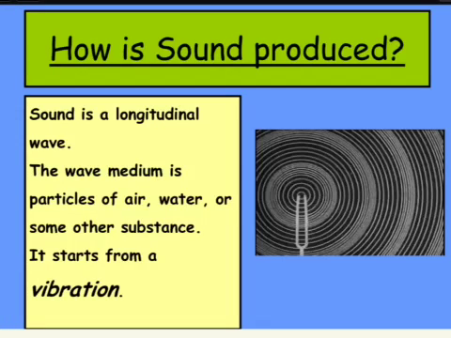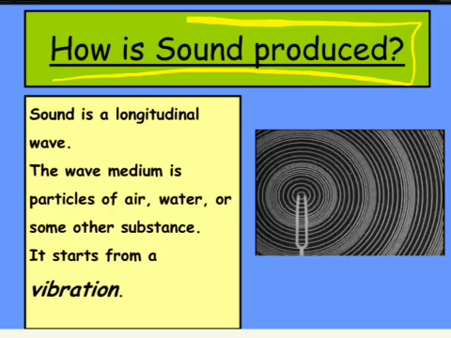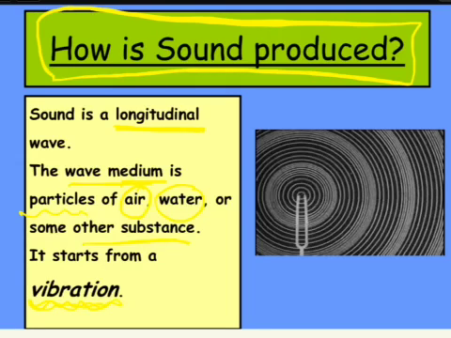At this point, you probably haven't written any notes yet, but now would be a good time to start. The first main question for you to write down: how is sound produced? You need to know that sound is, first of all, a longitudinal wave. It's carried as a longitudinal wave. And the wave medium is going to be particles. Might be particles of air, might be particles of water, or even some other substance, even solids. It always starts from a vibration. Remember, a wave is a disturbance. In this case, sound starts through a vibration of some kind.